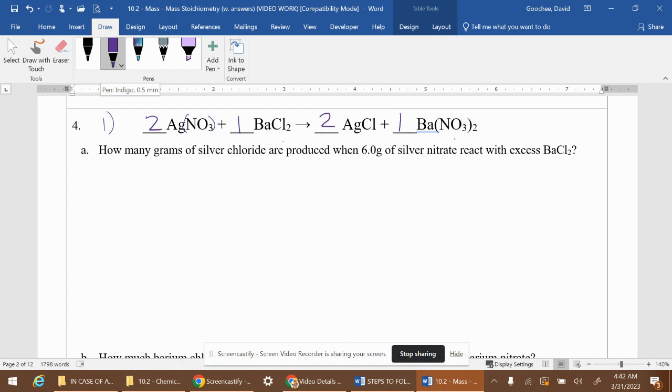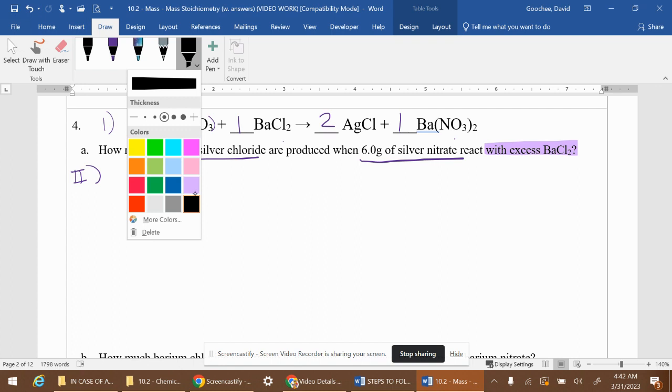All right? Step two is we have 6 grams of silver nitrate. How many grams of silver chloride are produced? So with 6 grams of silver nitrate, we have to figure out how many moles that is. Now, there's another part of this question you might have noticed, and it's this part over here that says, with excess barium chloride.